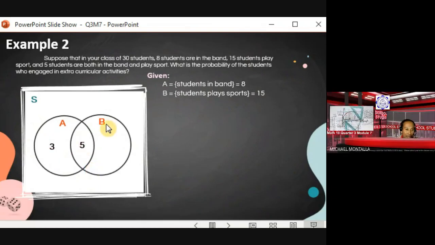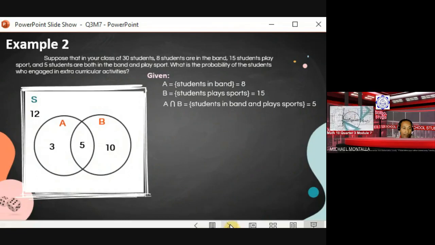Okay, punta naman tayo sa B o sa students play sport. Meron tayong 15. So, andun na yung 5. Ilan pa yung kulang sa 15? 10. Very good. So, ibig sabihin, 10, sports only. 3, band only. 8 sa band, 15 sa sports. Okay? So, that's it. And then, kukuhin natin yung labas ng intersection dito. May 12 pa doon. Bakit 12? Kasi yun yung kulang para mabuo yung 30. 3 plus 5 plus 10 plus 12, ang sagot dyan 30. Yun yung ating sample space. Okay? Yung 12, not interested sa band and sports.